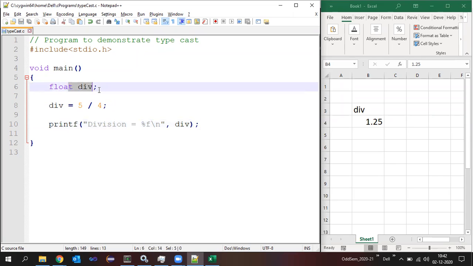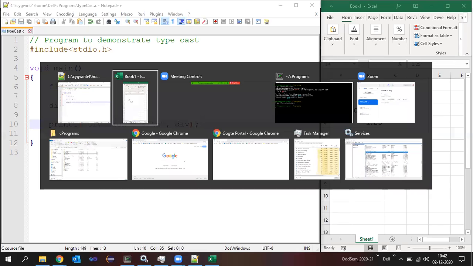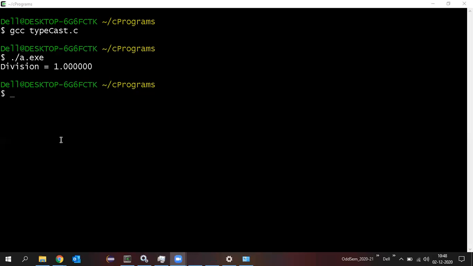So it is a very simple program. Declare a variable first, calculate 5 divided by 4, store it into that variable, then print that value. Now let us go to the terminal and compile the program. gcc to compile, followed by the name of the program, which here is typecast.c, and press enter.